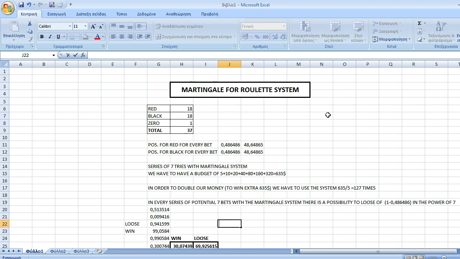In roulette, as you know, we have 18 red numbers, 18 black numbers. Of course, we are talking about French roulette with single zero. So this is a total of 37 numbers. In every bet that we put on the table, and we put it on red, the probability for red for every bet is 18 numbers divided by 37 total numbers. This is a 48.64% probability. The outcome to be red, the outcome to have a win.